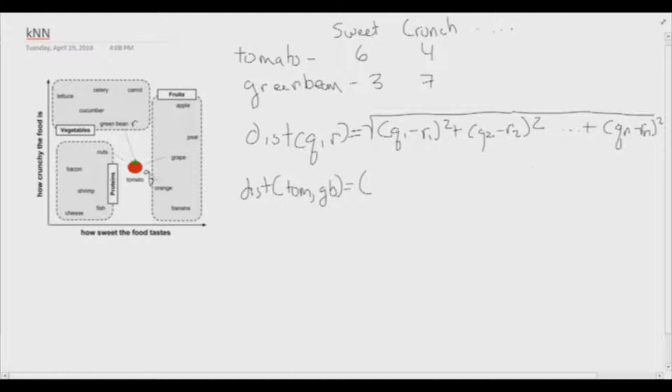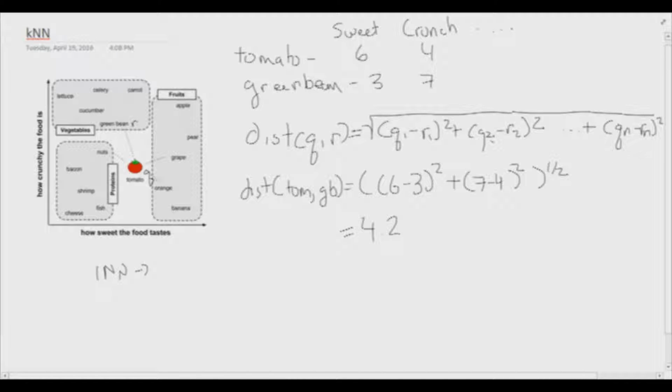Okay, so to the power of a half. And what we can do here is we can take 6 less 3 squared plus 7 less 4 squared. So this will give us an answer of 4.2. So the tomato to the green bean has a distance of 4.2. So let's use the simplest kNN example. K is the number of nearest neighbors that contribute to the classification. And we'll discuss bias-variance trade-off shortly in terms of what K to use. But let's start off with 1NN.